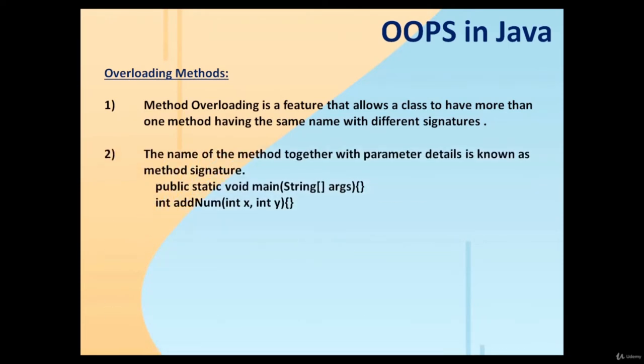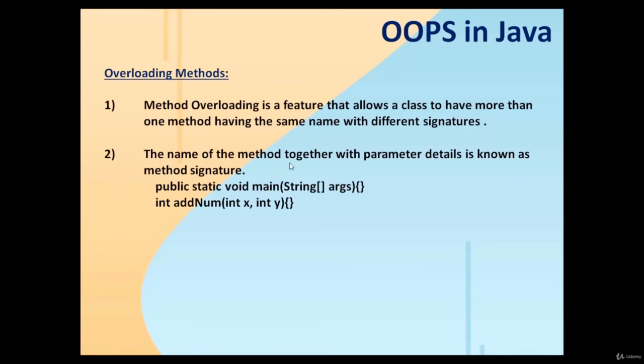So what do you mean by method signature? Name of the method together with argument details is known as method signature. For example, every standalone Java program has a public static void main method with the string array, one argument. So what is the signature of this main method? Name of the method is main together with argument details. How many arguments are there? One argument. What type of argument is that? String array. So main with one argument, that is string array, is the method signature of the main method.